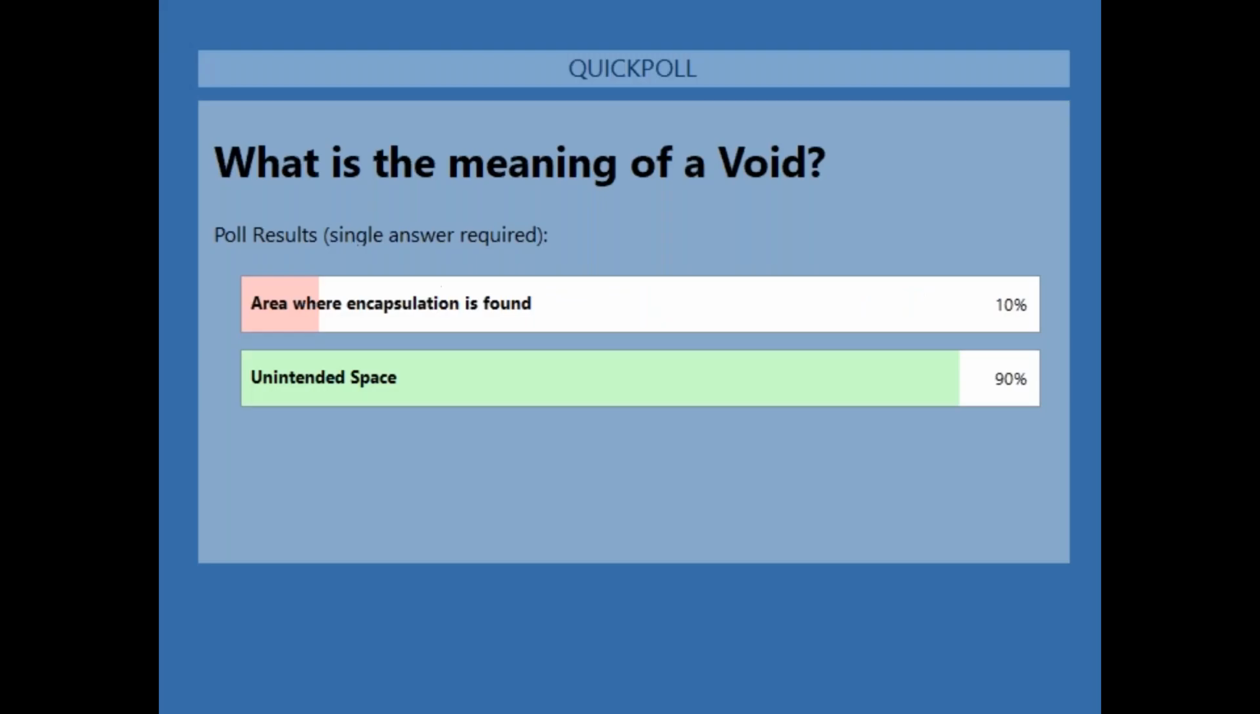Okay, so the correct answer is it's an unintended space, specifically during manufacturing or installation. We do not want voids. We do not want air gaps or bubbles that are not there as part of the design. A free space is part of the design, where maybe you have termination points.